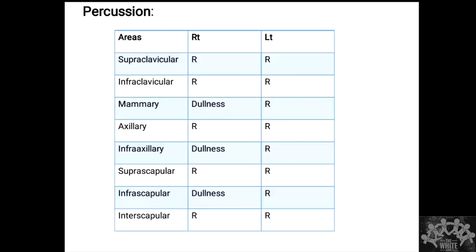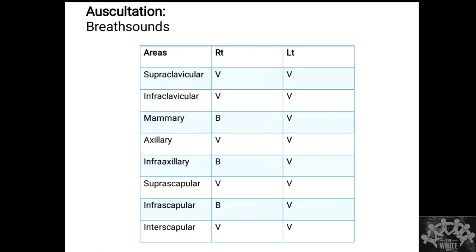Then auscultation. On auscultation, bronchial breath sounds were heard on the right mammary, infra-axillary, and infrascapular regions, ma'am. Which suggests consolidation of the lower lobe, right lower lobe.